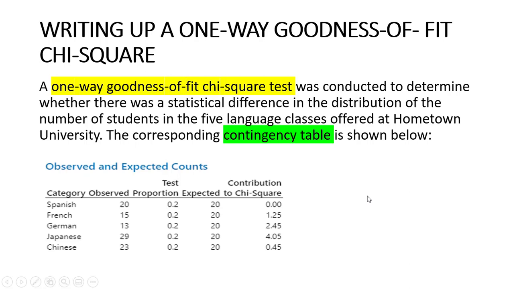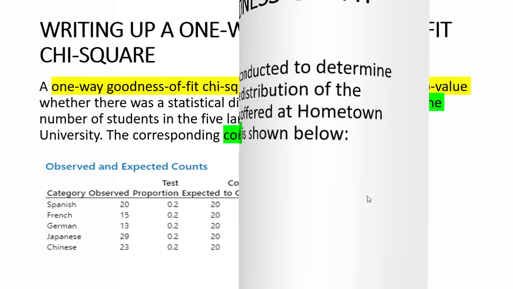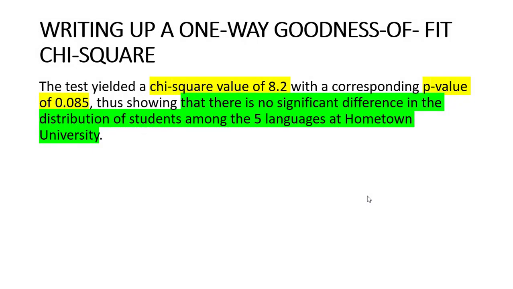So the contingency table pretty much does the job that you want here. Then we continue. The test yielded a chi-square value of 8.2 with a corresponding p-value of 0.085, thus showing that there is no significant difference in the distribution of students among the 5 languages at Hometown University. So then notice that you must report the chi-square value, the p-value of course, and then your conclusion.